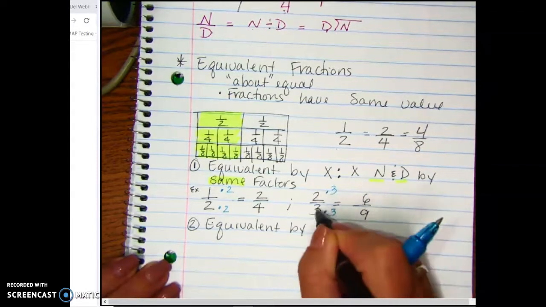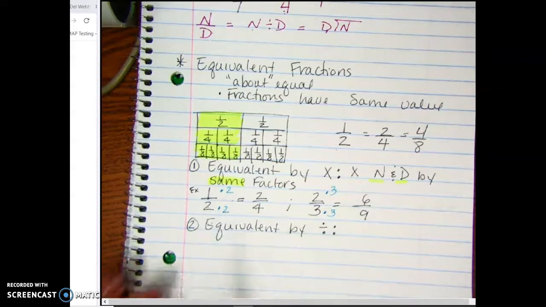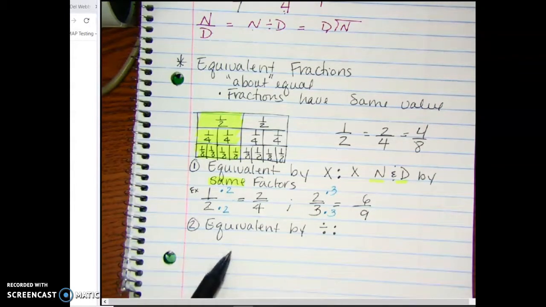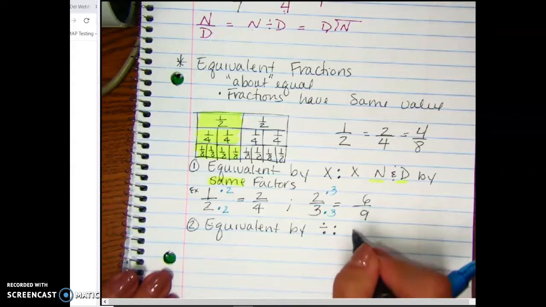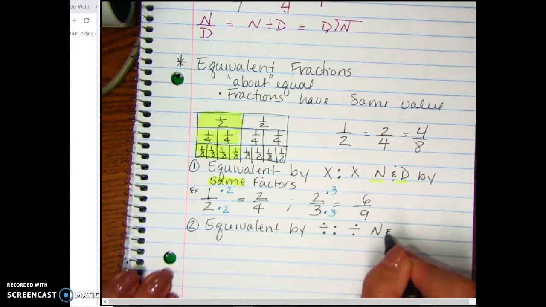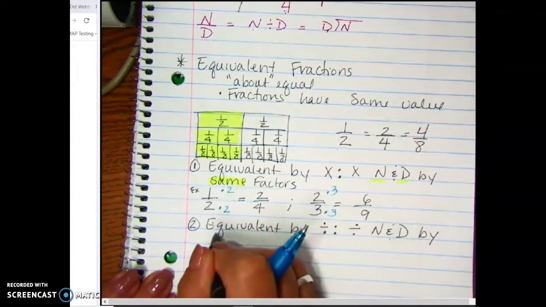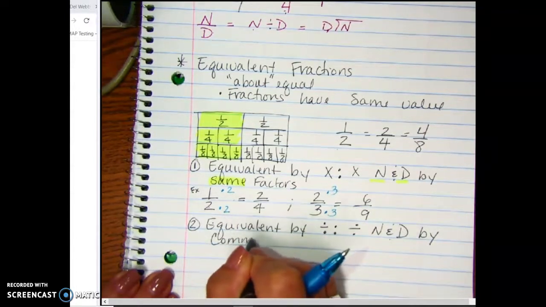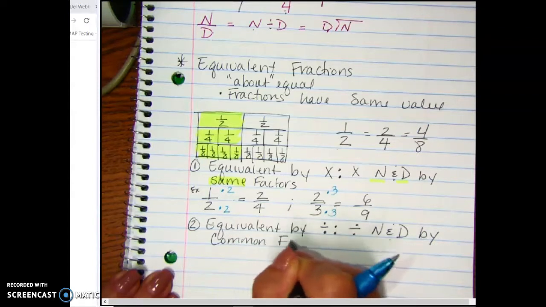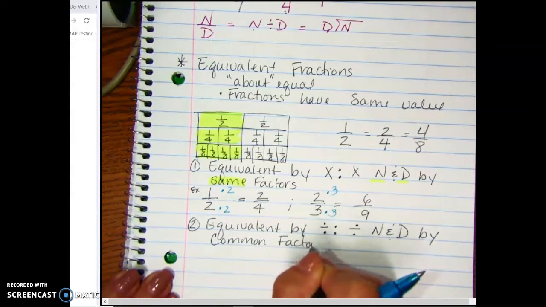6/9. These are equivalent to each other, and these are equivalent to each other. Now you can also do equivalent by division. So what does that mean? That means you divide your numerator and your denominator by a common factor.